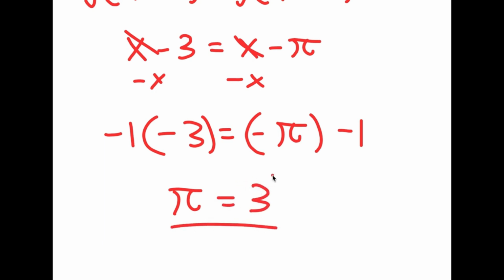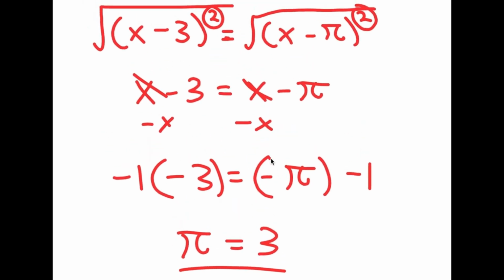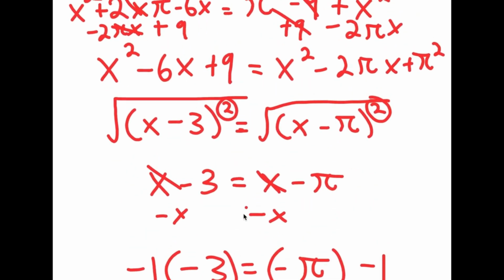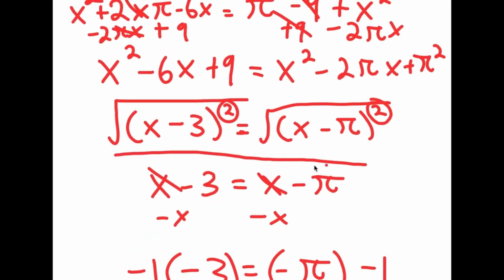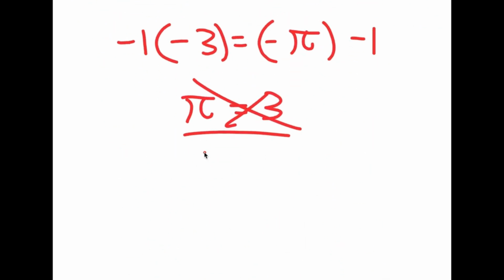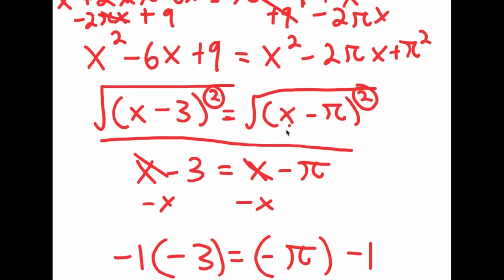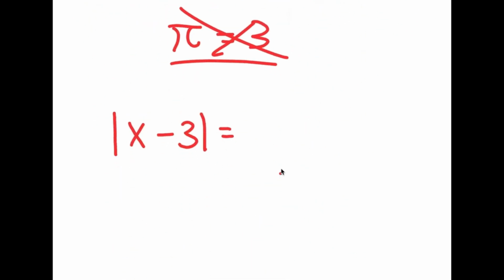So there you have it. I just proved that pi is equal to 3. So now where did I go wrong? Because obviously we know that pi is not equal to 3. Well, I actually went wrong on this step right here, where I said that the square root of x minus 3 squared and the square root of x minus pi squared is equal to x minus 3 and x minus pi respectively. Well, this is actually not true. The square root of x minus 3 squared isn't equal to x minus 3, it's equal to the absolute value of x minus 3. And same goes with the square root of x minus pi squared. It's not equal to x minus pi, it's equal to the absolute value of x minus pi.